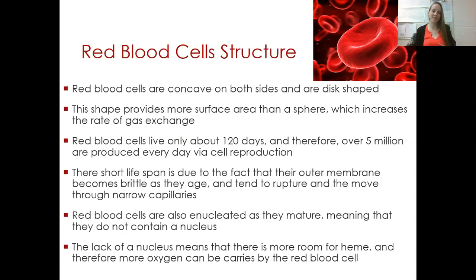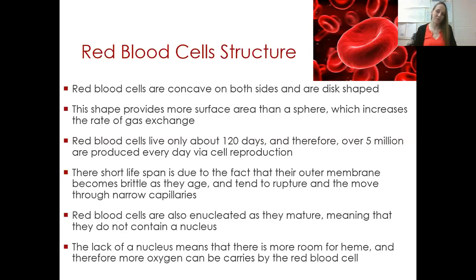The reason that they live for such a short amount of time is that as the red blood cells age, their outer membrane, the cell membrane, becomes kind of brittle, and the capillaries that these red blood cells are flowing through are very, very narrow. So the capillary is nice and tight. The red blood cell goes to swim through it, and it hits the walls of the capillary and ruptures, essentially.